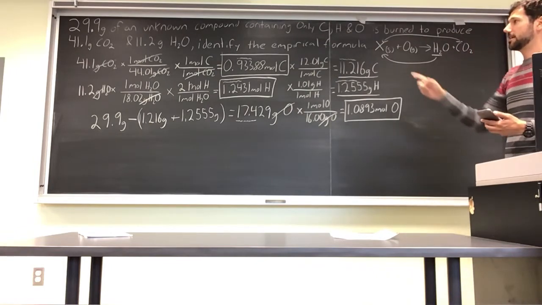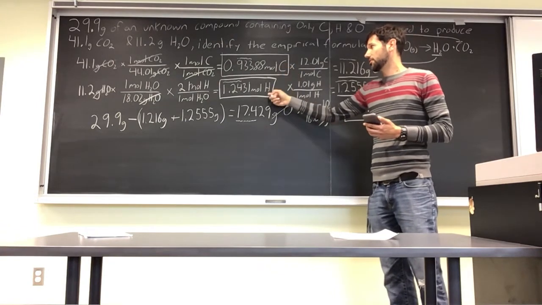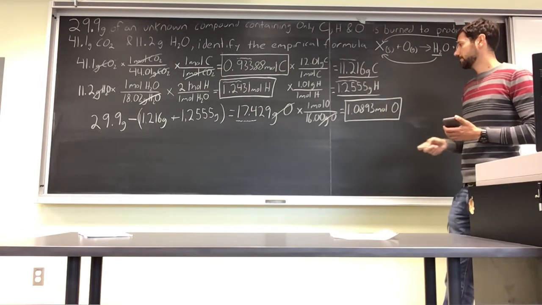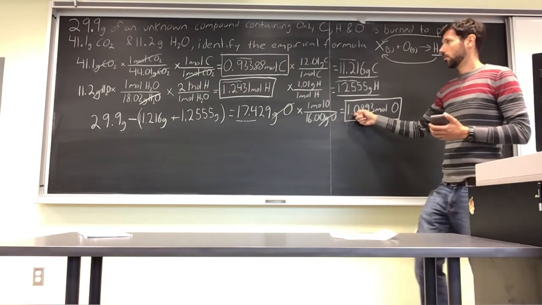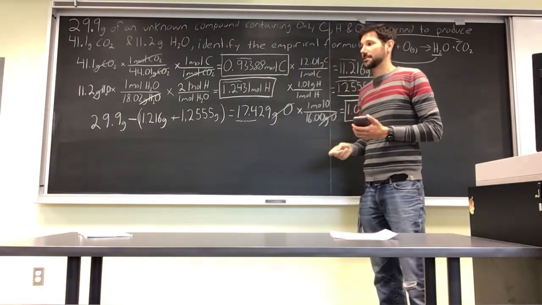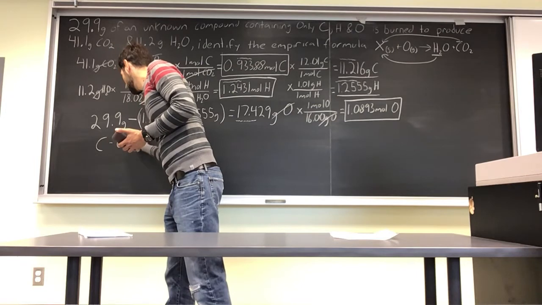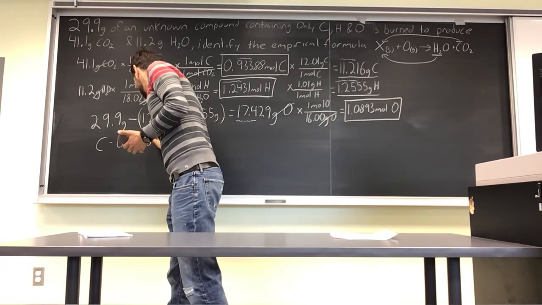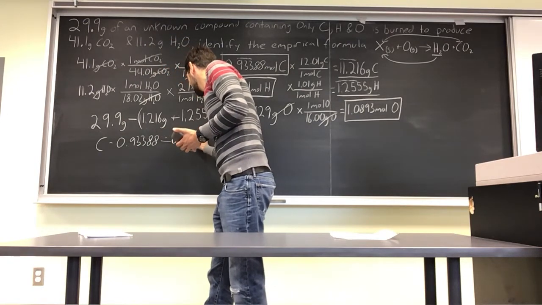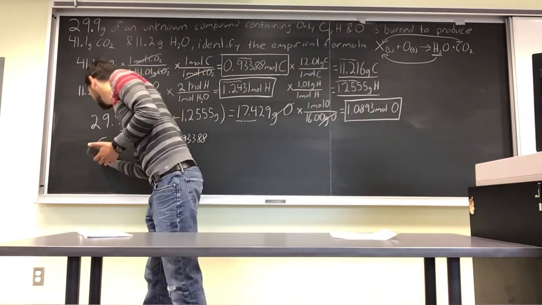The next thing to do here is divide each one of these values, 0.93388, 1.2431, and 1.0893, by the lowest of these three values. So considering these three numbers, 1 point something, 1 point something, 0.93388 is the smallest number. So to figure out carbon, 0.93388 divided by 0.93388.